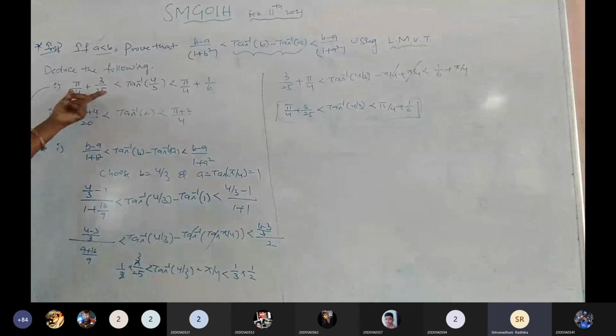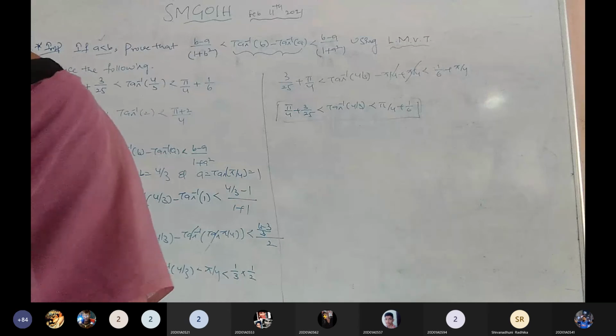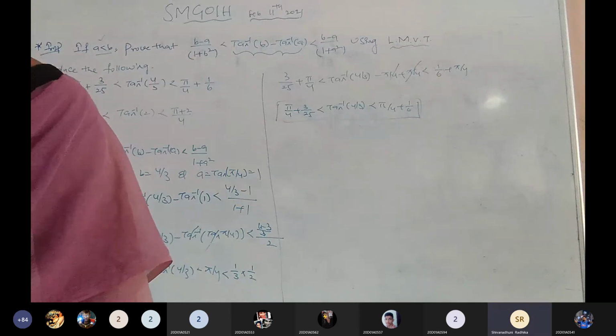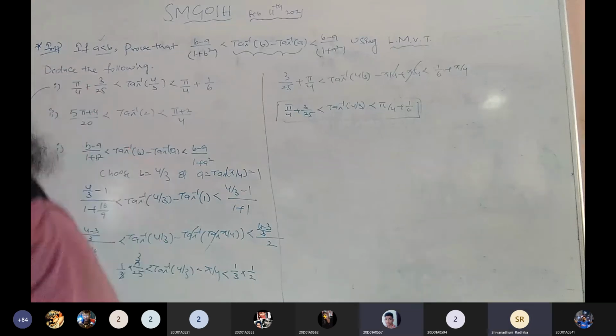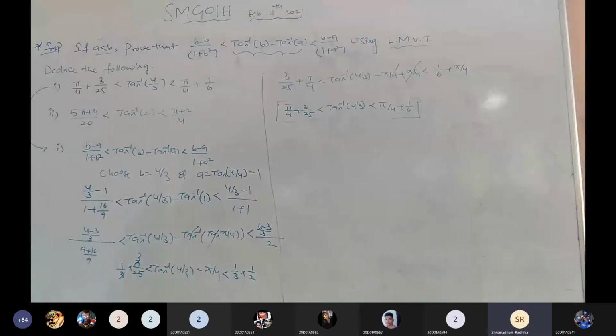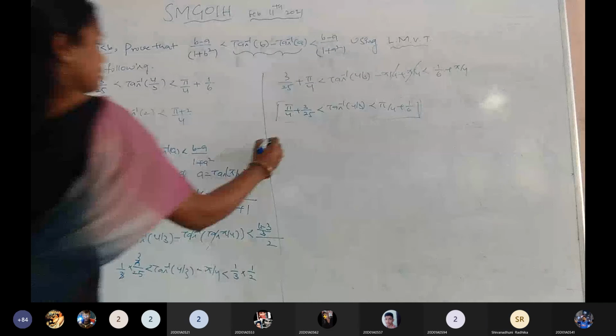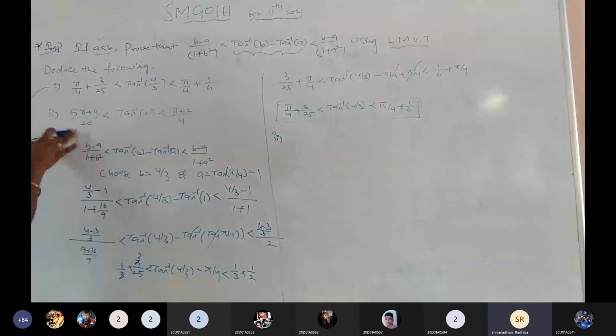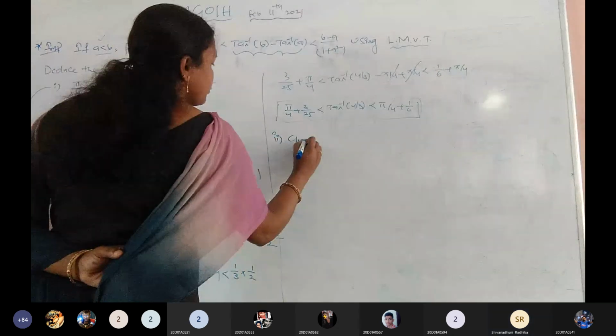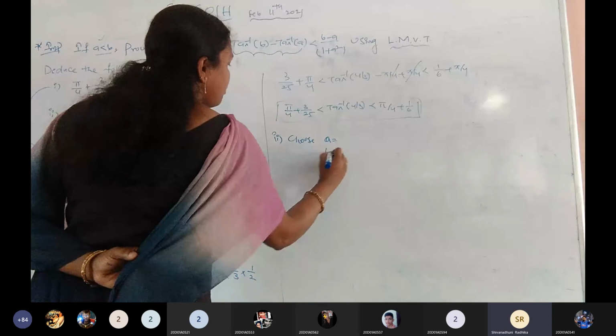Are there any doubts? Same as this. Is it clear? Clear, ma'am. What is the second one? Tell me the values for the second problem. Choose the A value and the B value.